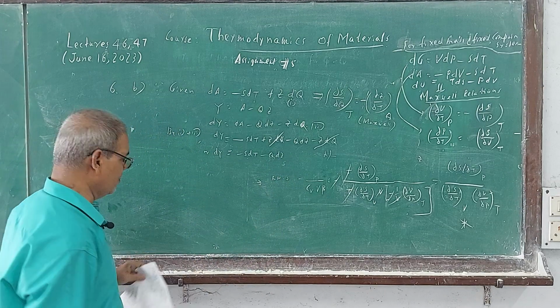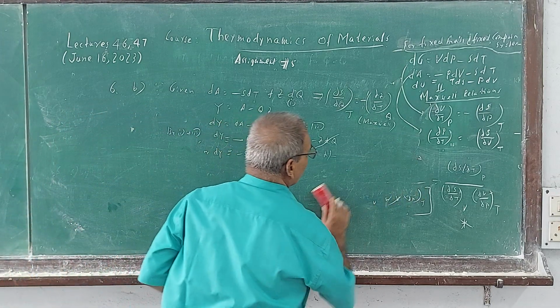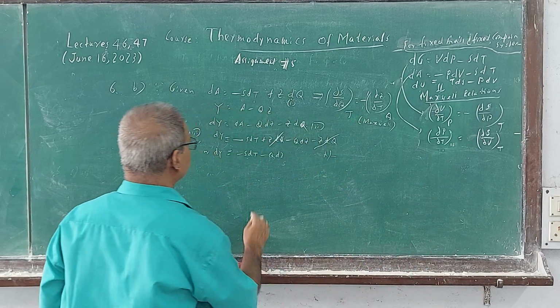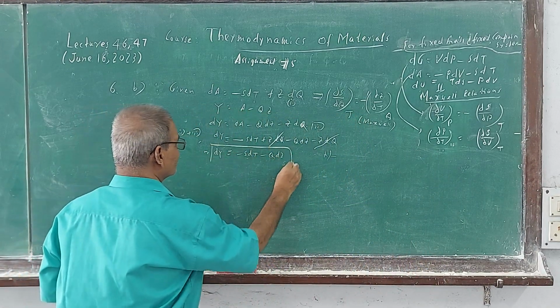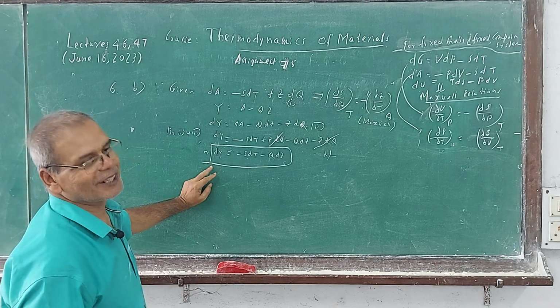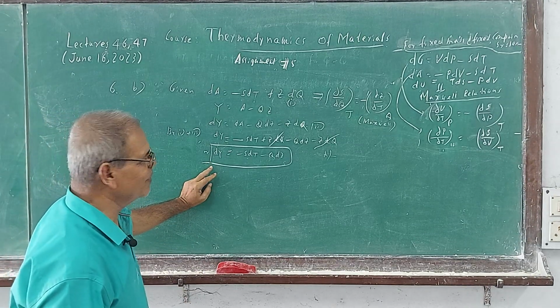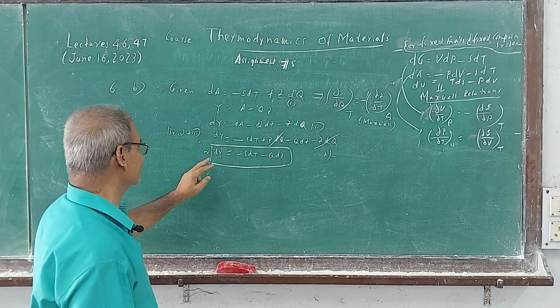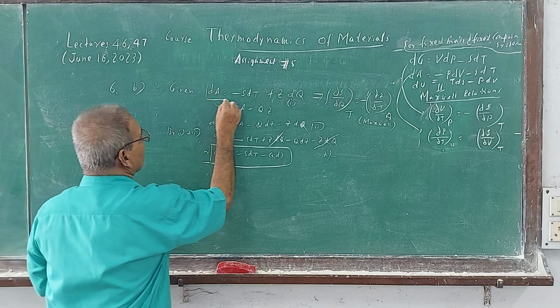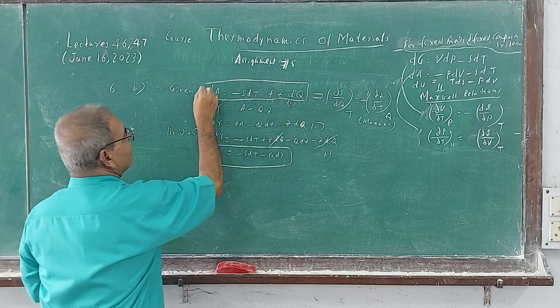Happy? Remove all these things, these are all distractions. Happy? So box this. Why? This is a perfect differential, a perfect state function. And if you box this, this is also another perfect differential, and Maxwell can be operated.